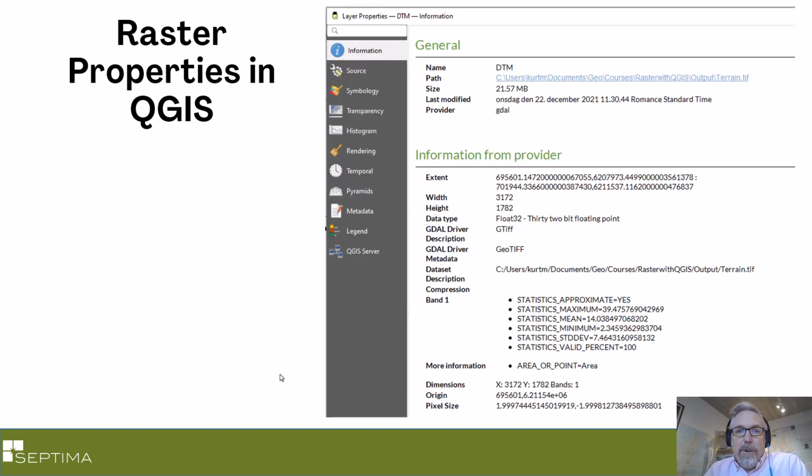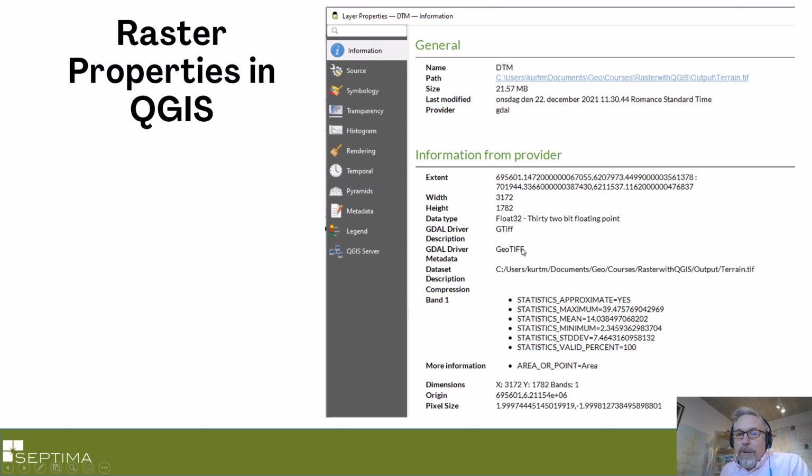The raster properties in QGIS look a little different than the properties for a vector layer. We're going to have the width and height in pixels. The width of this is 3,172 pixels. We have a data type. We'll talk about what float 32 means in a minute. We have the driver or the file format.